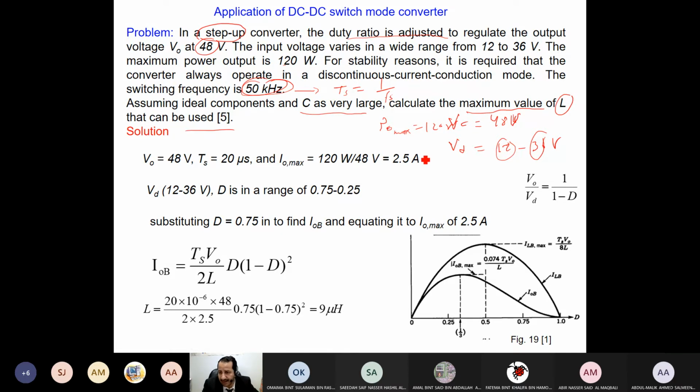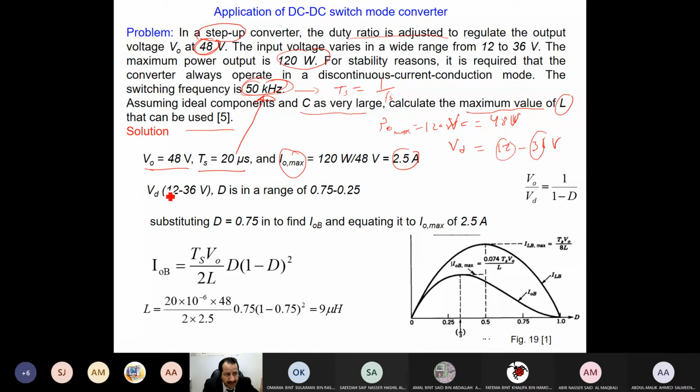He wants me to find L. I know that L is related to the current. I will use the formula for L and current. But how do we work in the example here? Have a look. I list the information given to me in the question, the output. I found TS by dividing the frequency, and I found the current by dividing the power given over the voltage.